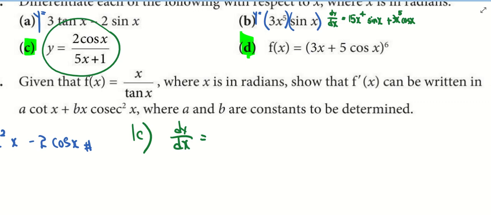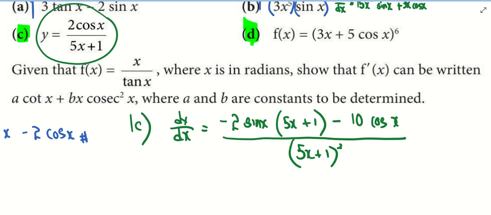Okay, so I want to apply quotient rule to part C because there's a fraction there. Differentiate the top, keep the bottom, minus differentiate the bottom, keep the top, over the bottom square. So if I apply the quotient rule correctly, I don't have to do the necessary simplification on top because there are no like terms. So this is my final answer. Okay, now moving on to D.